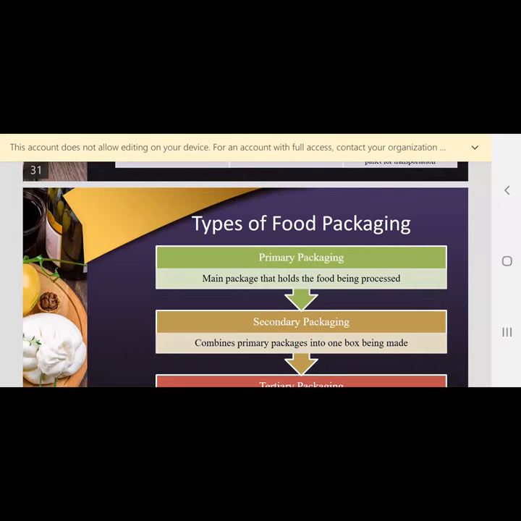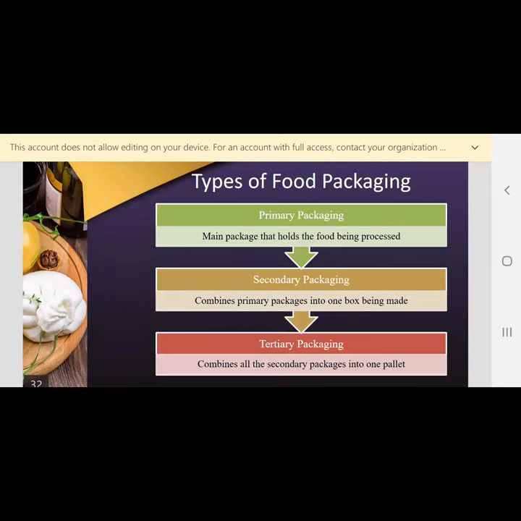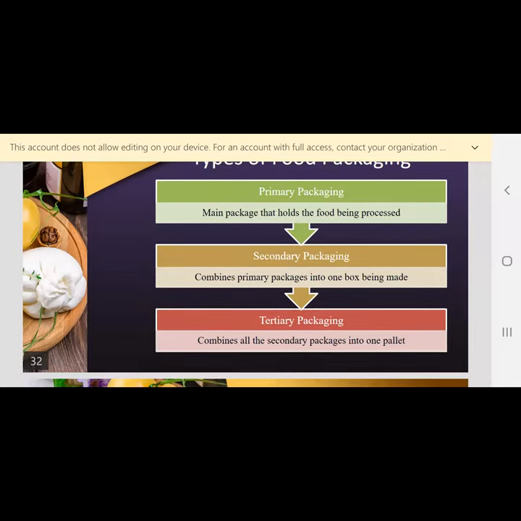Types of food packaging: what are the primary, secondary, tertiary packaging? The main package that holds the food, that is primary. Combining primary packages into a box, that is secondary. And tertiary combines all the secondary boxes packed into one pallet. That is a tertiary package.